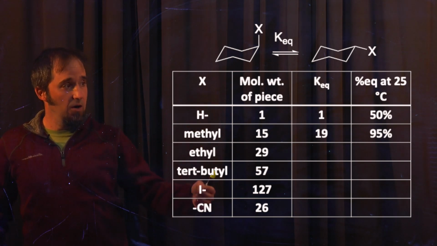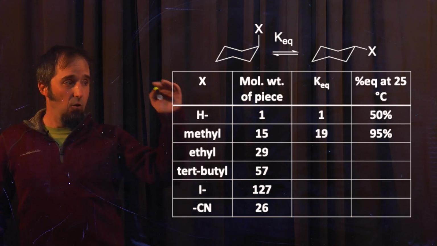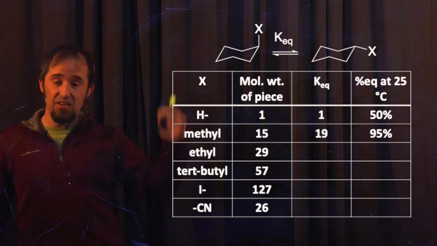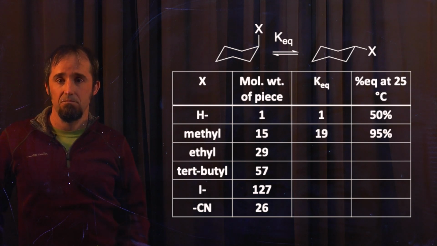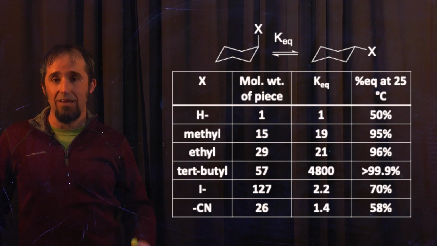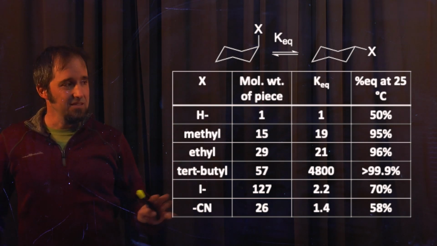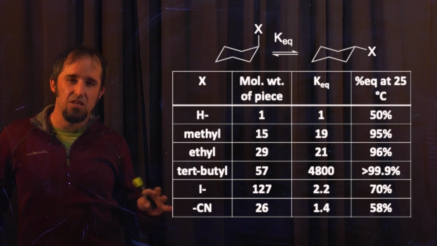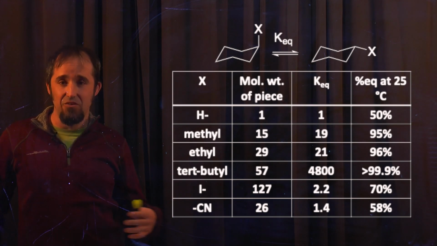Okay, so here are some other substituents. Try to predict what order these would be. Which of them is going to have the greatest preference for the equatorial position? See if you can rank them. So you might think that it's just going to go by molecular weight. The heavier the thing is, the more it wants to be in that equatorial position. That's not quite right. As you can see, iodine only has about a 70% preference for the equatorial position, which is much less than even ethyl.